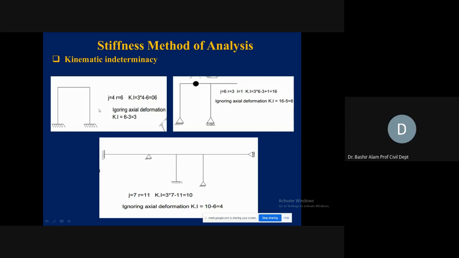But if we ignore the axial effects, it means it cannot move in this direction, it cannot move in this direction, and it cannot move in this direction because of this member. So we need to take out these 3 because of these 3 members. So ignoring axial effects, this will become 3 degrees. So this is becoming a 3 degrees kinematic indeterminate problem.